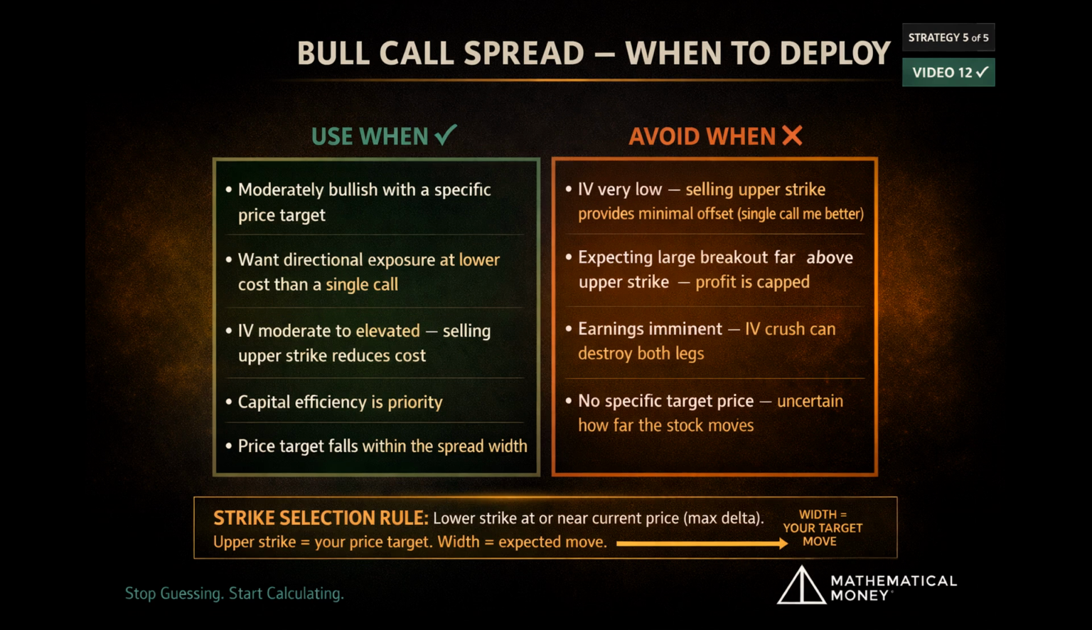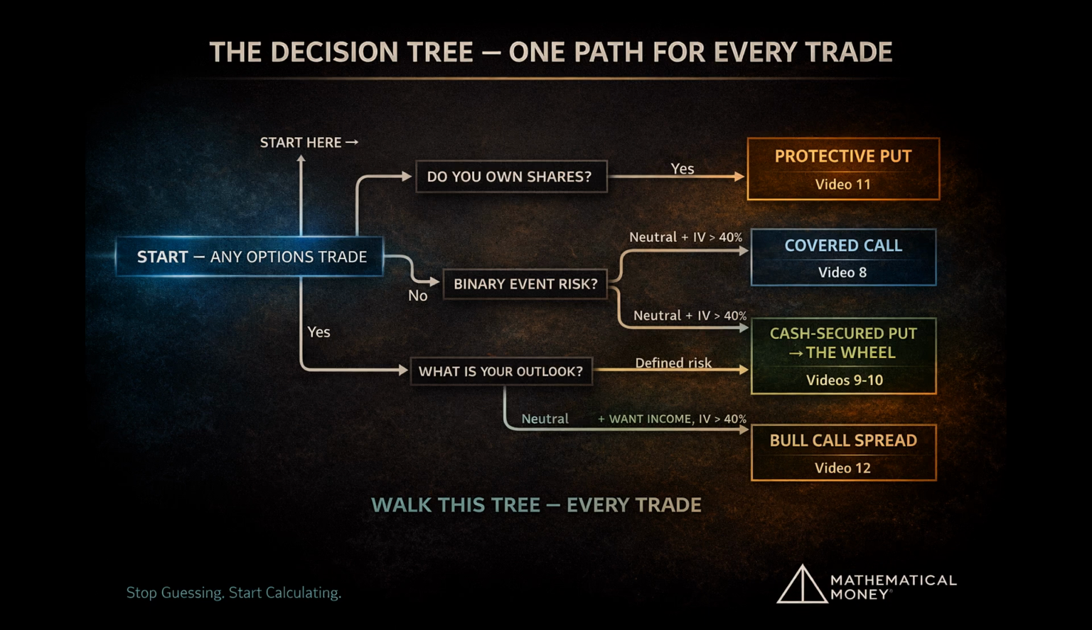Avoid the bull call spread when IV is very low. In this case, the single long call may be more cost-effective since the premium collected on the upper strike is minimal. You expect a large breakout far above the upper strike. The capped profit structure works against you on a large move. Earnings are imminent. The post-event IV crush can destroy both legs simultaneously, eliminating the value of the spread regardless of direction.